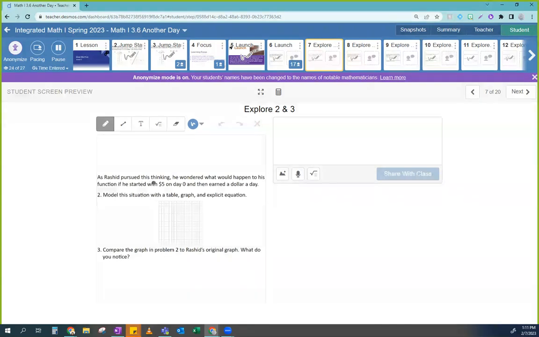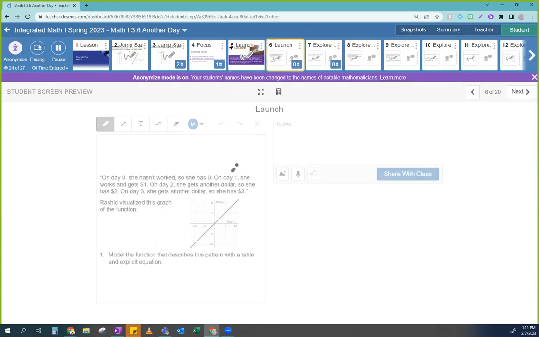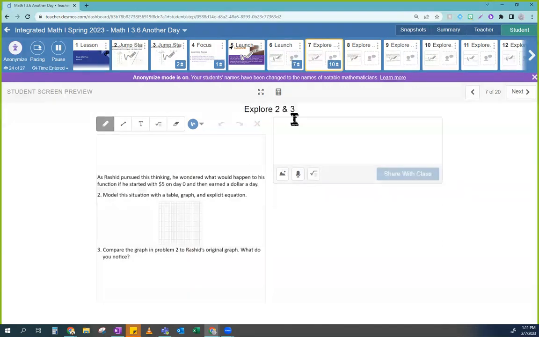As Rashid pursued his thinking, he wondered what would happen to his function if he started with $5 on day zero and then earned $1 a day. So he started with $5. If you look over here, how much did she start with? Zero, right? So how would you change my function now is the question. How would you change my function? So what would it be now?